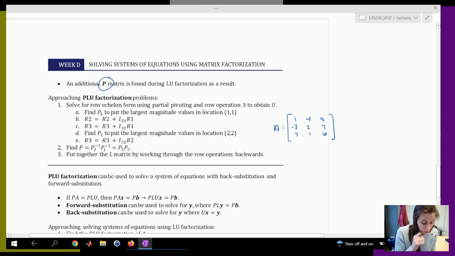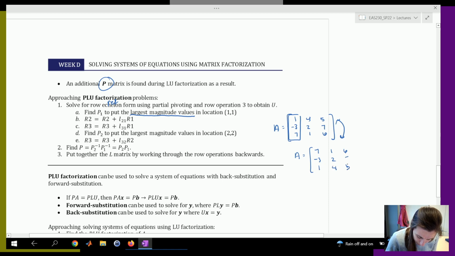So approaching PLU factorization ends like this. First we get to REF by using these 5 row operations now. So first thing we're going to do is put the largest magnitude value in the location 1, 1. So I want the largest value in my pivot location for column 1. So for example, over here, I have these 3 numbers in row 1. And the 7 is my largest in magnitude. So I would go ahead and swap these 2 rows. So now A is going to be 7, 1, 6, negative 3, 2, 7, and then 1, 4, 5. And so my matrix that does that is P1, looks like this.